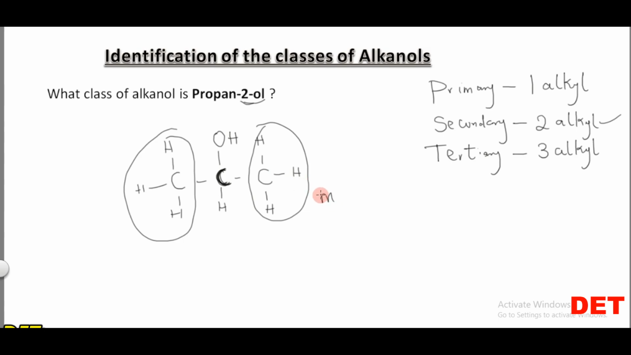This alkyl group is a methyl group, CH3. We have 3 hydrogens here. This is an example of an alkyl group, CH3, which is known as methyl. This is also an alkyl group, CH3, a methyl group. So you can see that we have 2 methyl groups, which are alkyl groups, attached to the carbon atom bearing the hydroxyl group. So what class of alkanol is propan-2-ol? Propan-2-ol is an example of a secondary alkanol.